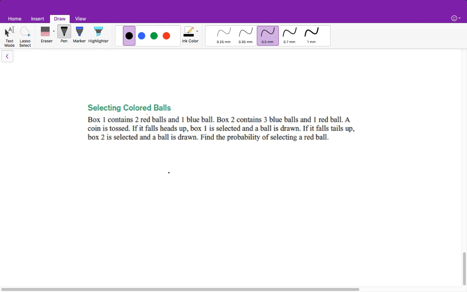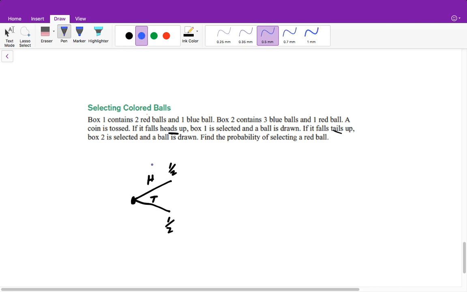So normally you would think that flipping a coin and picking balls out of a box, that they're independent, that they can't affect one another. But since it tells us if we flip a heads or a tails, it changes which box we're picking out of. That makes it dependent of each other. So when we go to do our first coin flip, we can either get a heads or a tails. All right, and the probability of getting a heads is 1 out of 2, and the probability of getting a tails is 1 out of 2.